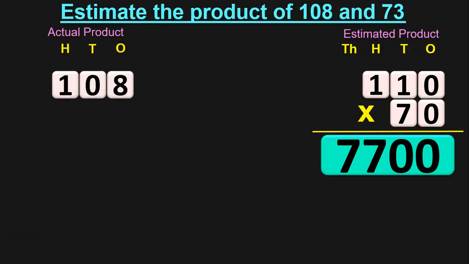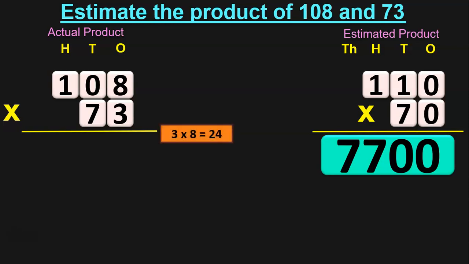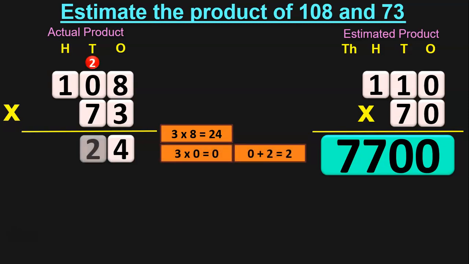Let us do the actual product calculation now. Write down 108. Write down its place value, ones, tens and hundreds. And write down 73 in the ones place and tens place. That is the reason I always write down the place value so that the numbers can be written down at their appropriate places. Begin multiplication from the ones place. 3 into 8 is 24. 4 carry over 2. 3 into 0 is 0. 0 plus 2 is 2.